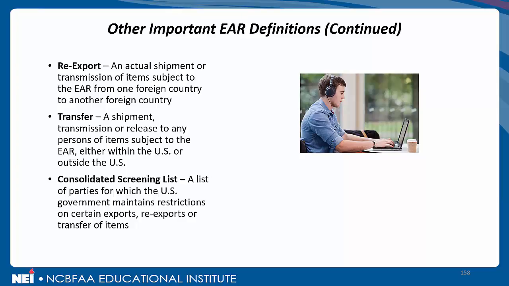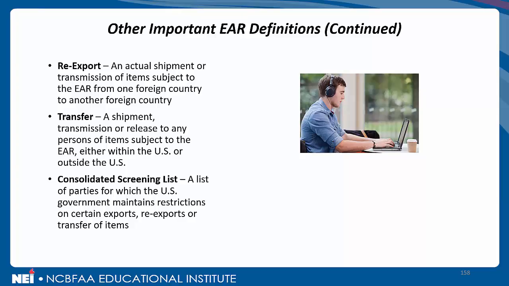This is an actual shipment or transmission of items subject to the EAR from one foreign country to another foreign country. So yes, the United States government, BIS, is very interested not just about exports, but re-exports too. A transfer is a shipment, transmission, or release to any persons of items subject to the EAR, either within the U.S. or outside the U.S.